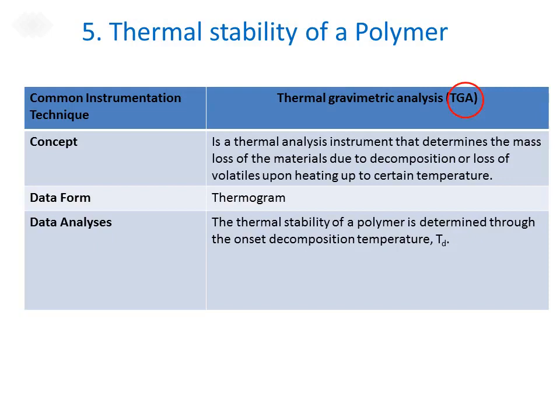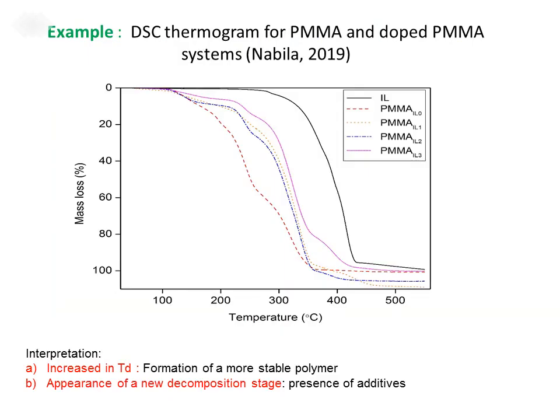TGA will be used to determine the stability of a new polymer or the effect of additives on the stability of a polymer host. It is based on the decomposition of the polymer. In this case, it indicates that the stability of the main polymer host increases when additive is added. The appearance of a new decomposition stage represents the decomposition temperature of the additive.